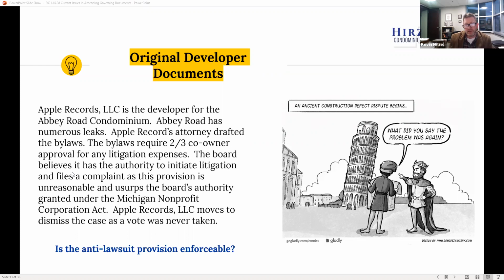Now, let's just assume that there is clear liability for the leaks that the developer would suffer from. In this particular instance, if Apple Records moves to dismiss the case because the board never got approval of 2/3 of the co-owners in order to incur litigation expenses, who here believes that lawsuit would be dismissed because the anti-lawsuit provision was enforceable? So the outstanding question is, is that anti-lawsuit provision enforceable, and must the board of directors have gone to the community and obtained a 2/3 vote before commencing litigation? So that's the open question. But what do you guys think?